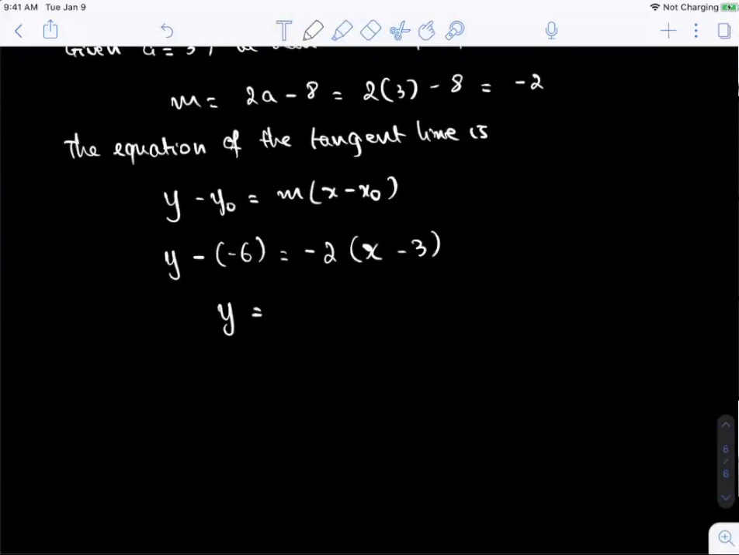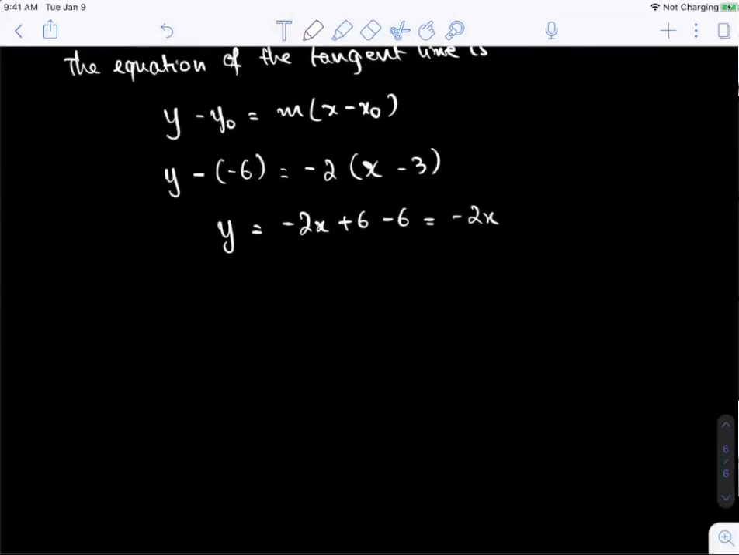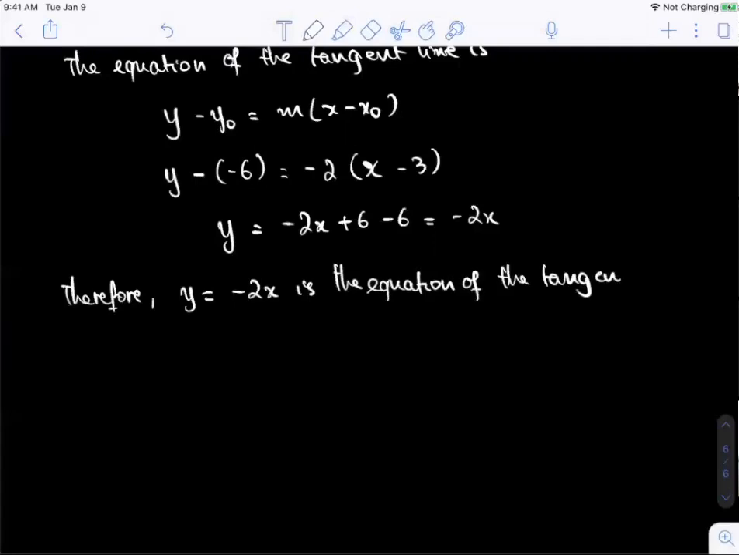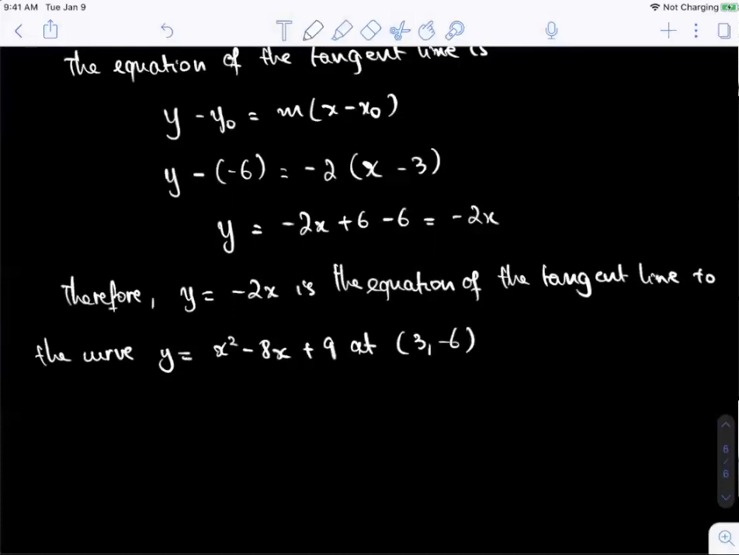If we simplify this further, you have negative 2x plus 6 minus 6. This is just negative 2x for the answer. Therefore, y equals negative 2x is the equation of the tangent line to the curve y equals, let me go back here, x squared minus 8x plus 9 at the point 3, negative 6.